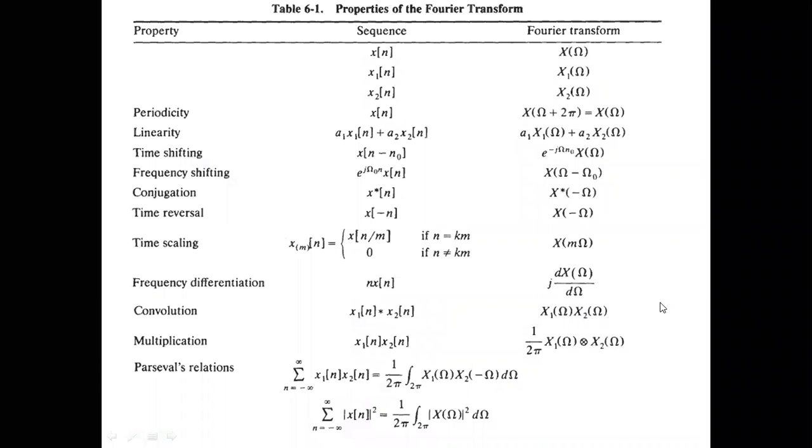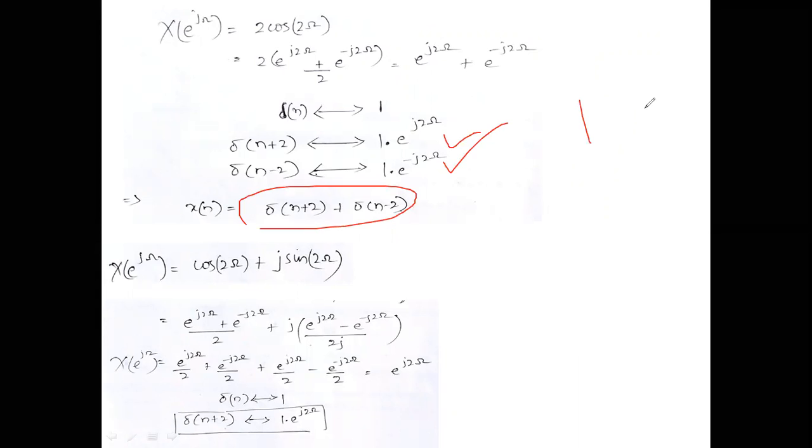So what happened? This answer turned out to be delta n plus 2 plus delta n minus 2. So x of n equal to delta n plus 2 plus delta n minus 2. Okay, two impulses, one on the left side, one on the right side.